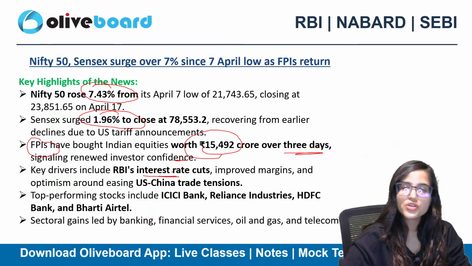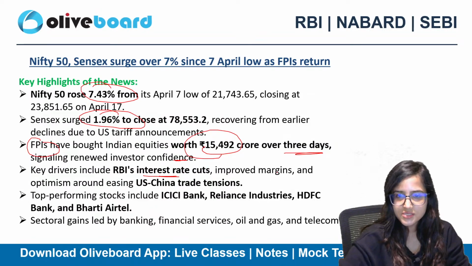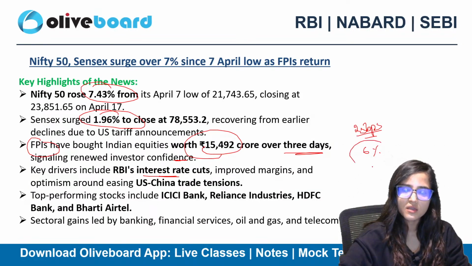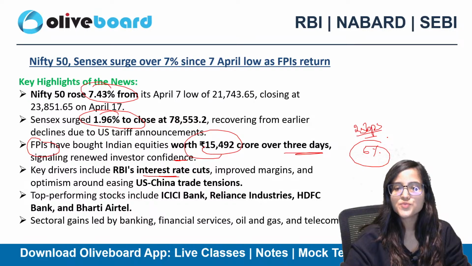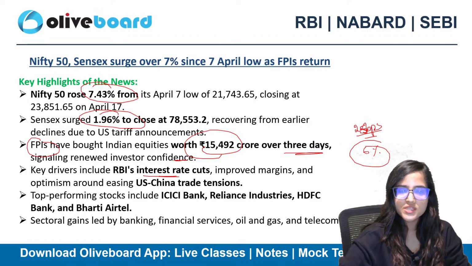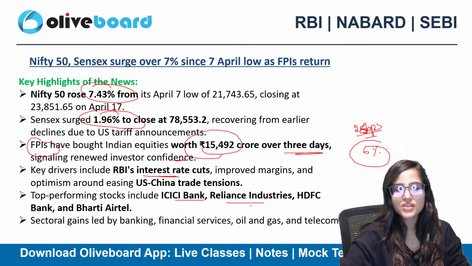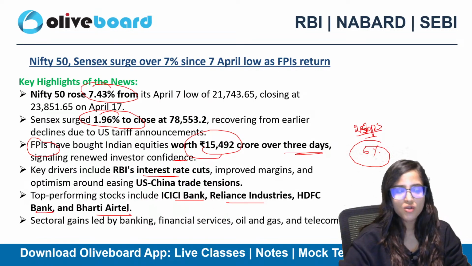Then RBI is also decreasing the interest rates, recently by 25 basis points. Right now the repo rate, the policy rate, is at 6%. The top performing stocks are ICICI Bank, Reliance Industries, HDFC Bank, and Bharti Airtel. All these are the best performing stocks.